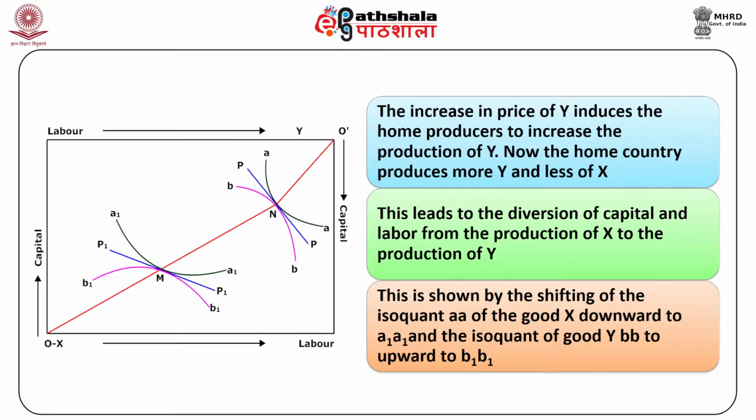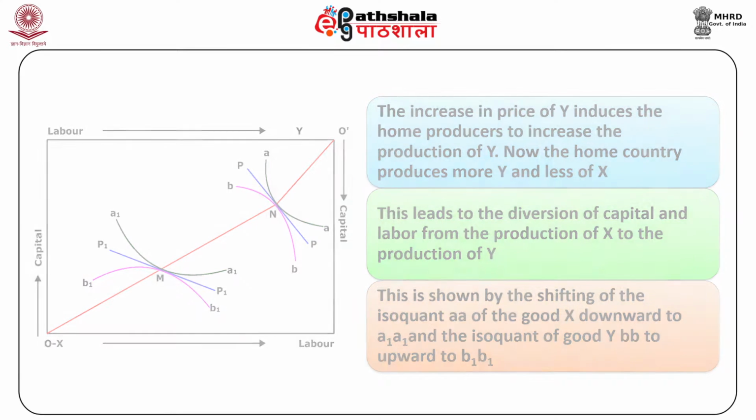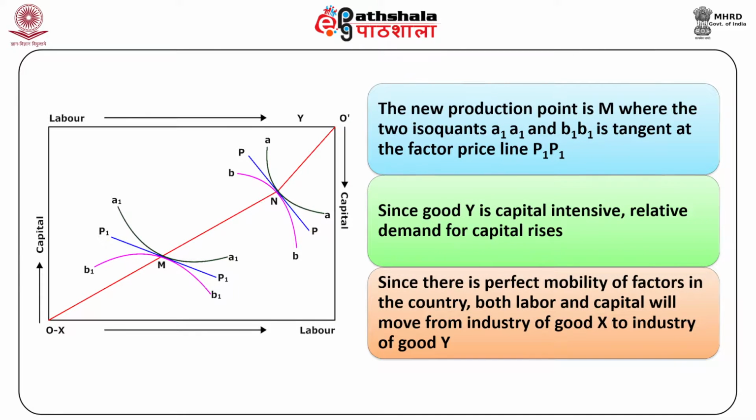This is shown by the shifting of the isoquant AA of the good X downward to A1 and the isoquant of good Y BB upwards to B1. The new production point is M, where the two isoquants A1 and B1 are tangent at the factor price line P1. Since good Y is capital intensive, relative demand for capital rises.